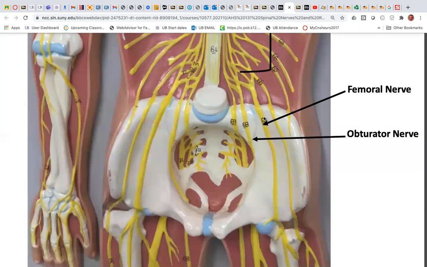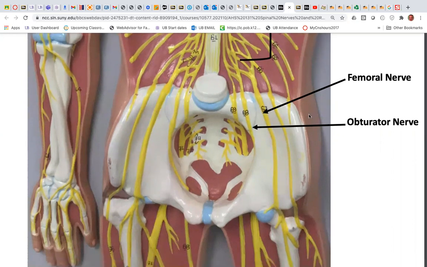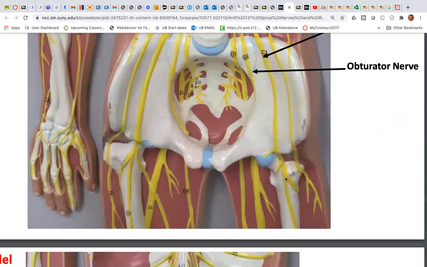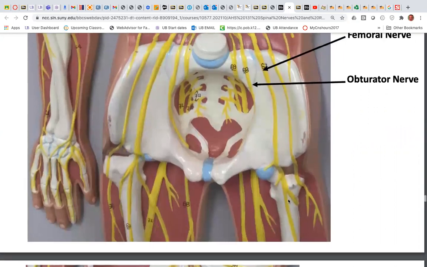The one that goes in front, following the iliac fossa, where the iliacus is, that muscle, is the femoral nerve. And if you follow the femoral nerve, it goes right in front of the femur. It goes to the quadricep muscles.